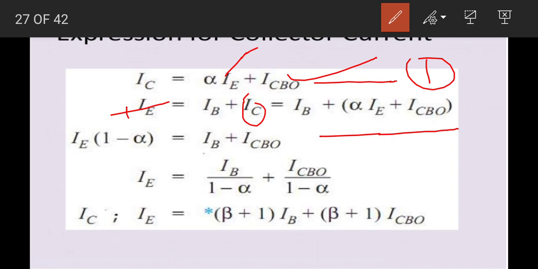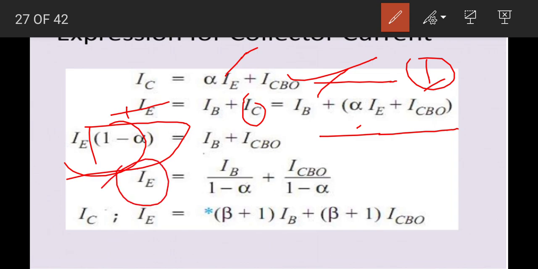We take IE common from here. So IB is equal to IE times 1 minus alpha, and this is the right side. So IB is equal to IC. Divide this value with respect to 1 minus alpha: IC is equal to IB upon 1 minus alpha plus ICBO upon 1 minus alpha.